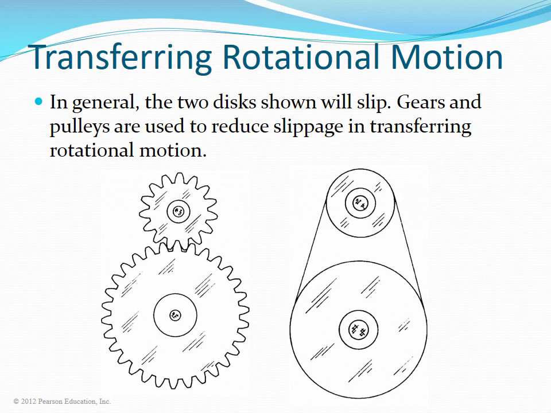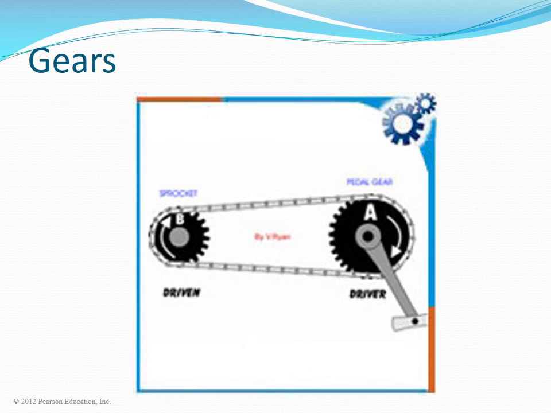The larger the diameter of the pulley or gear, the slower it turns. The smaller the diameter of a pulley or gear, the faster it will turn when connected to a larger one. When dealing with gears, we are talking about tooth gears. The gear that causes the motion is called the driver gear. The gear to which the motion is transferred is called the driven gear. In the figure, the driver gear is A and the driven gear is B.